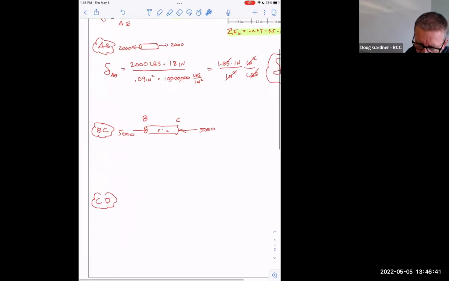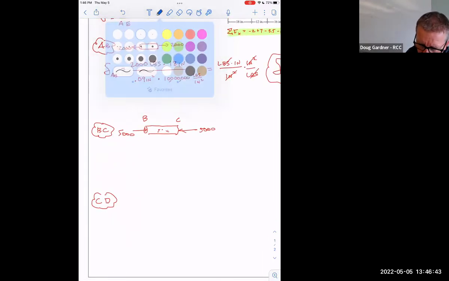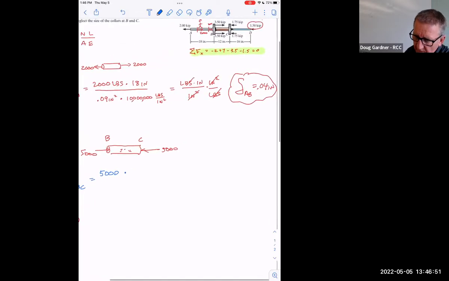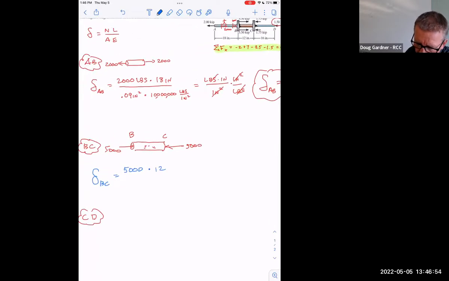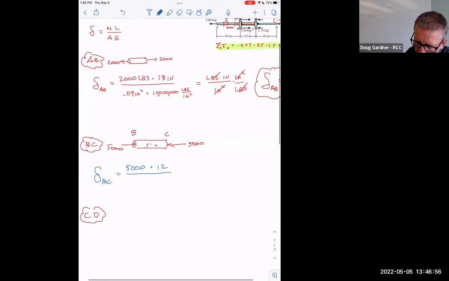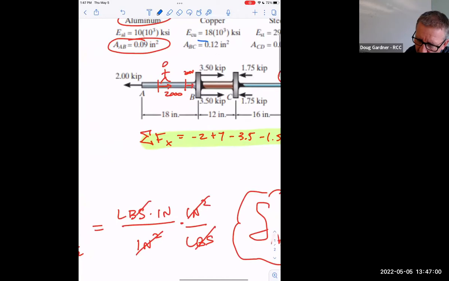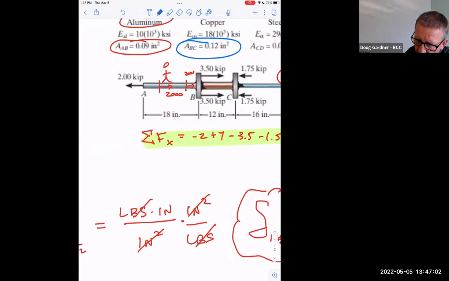Well, so this part of it isn't any different. I'm just going to plug and chug. So what's going on from B to C? Well, I got 5,000 pounds. And that distance is not the same. It's only 12 inches, much shorter. And I'm going to leave the units off this time because I can see they're all working. In that section, they told me the cross-sectional area was 0.12 square inches.